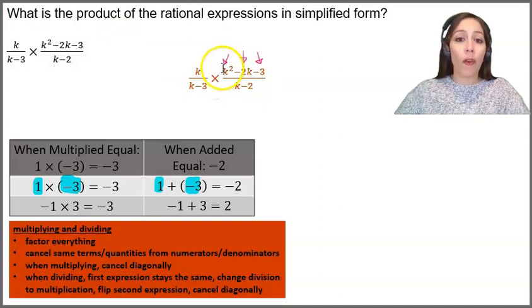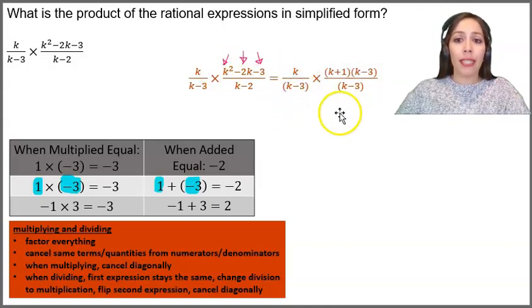Since our leading coefficient on this quadratic was a positive 1, we can just split that into k plus 1 and k minus 3. If the leading coefficient was not a positive 1, we would have had to factor using the grouping technique. So now we have it all set up like this. Cancel the same terms or quantities in the numerators and denominators of the same rational expression.